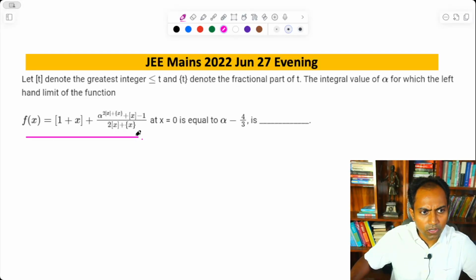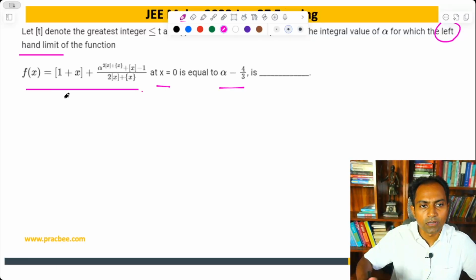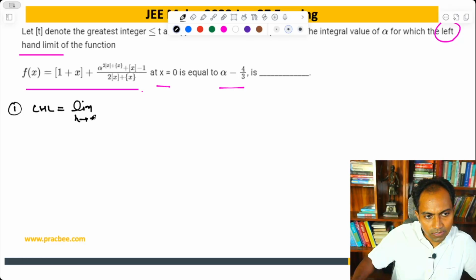Now what they're talking about is basically at x equal to 0 is equal to this, and they are talking about the left hand limit of this function. So I do not need to find the right hand limit, that is of critical value here. So now I can easily go and figure out the LHL. So if I want to figure out the LHL, it becomes limit h tends to 0, f of 0 minus h.